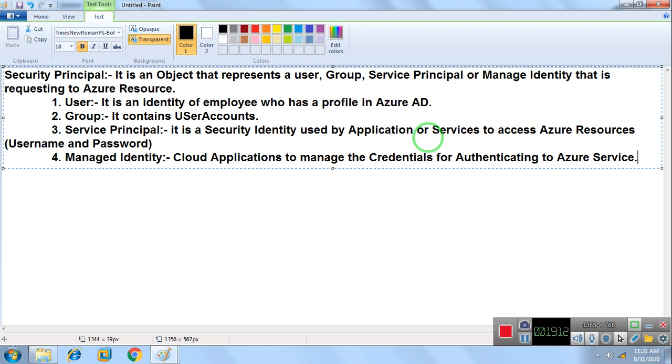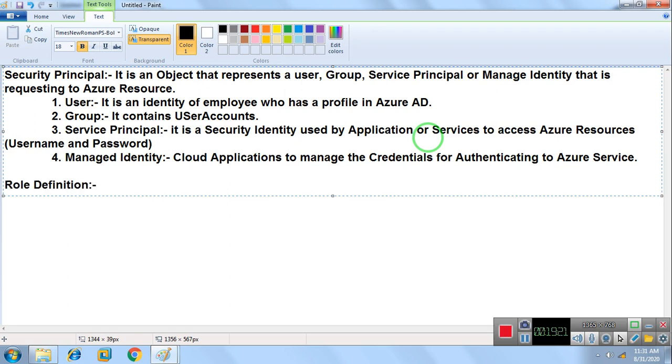Now the next point we need to understand is role definition. What is a role definition? It's a collection of permissions. When I'm going to create a role, we can define the permissions. So a collection of permissions is known as a role definition, simple.